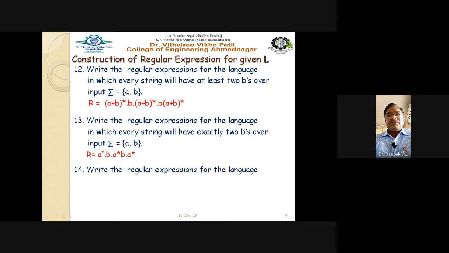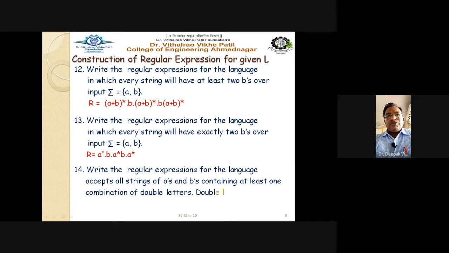Write the regular expression for the language that accepts all strings of A and B containing at least one combination of double letters. At least one combination of double letters means you have the two input symbols, like AA or BB. So at least one combination of AA must be there or BB must be there.